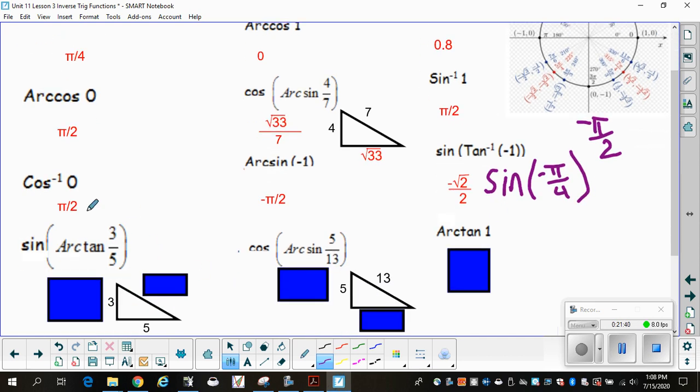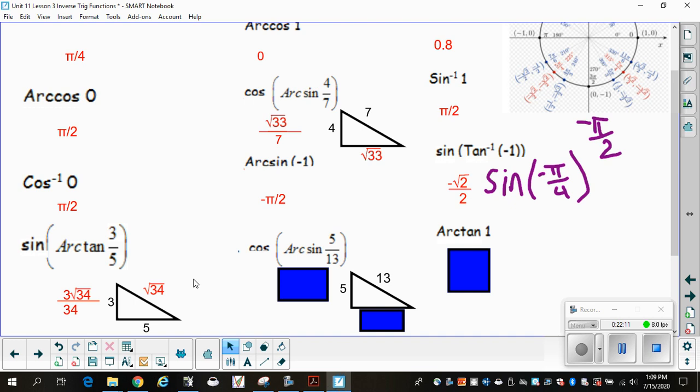The sine of the inverse tangent of 3/5. Again, 3/5 is not on my unit circle, but I can create a triangle. Opposite over adjacent, opposite over adjacent. Use my knowledge of the Pythagorean theorem and do 9 plus 25, and then take the square root. You get the square root of 34. Then the sine is opposite over hypotenuse, so it's 3 over root 34, but then I have to rationalize.